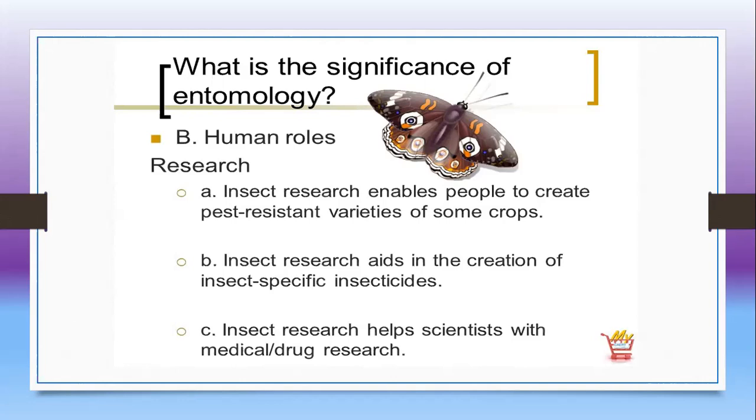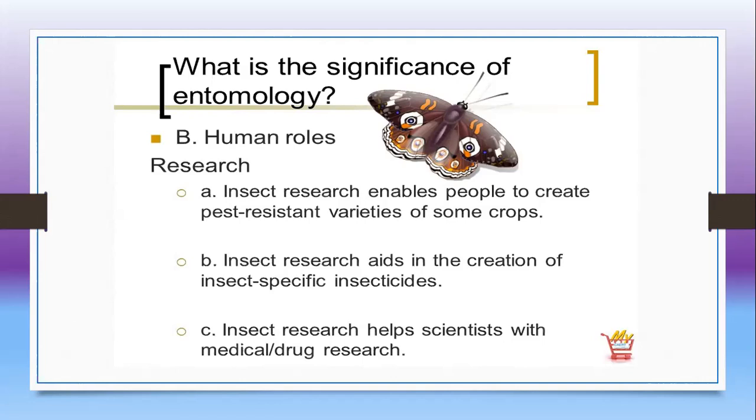And what does insect research enable? The research enables people to create pest resistant varieties of some crops. Because of this intensive research, man is able to create pest resistant varieties of some crops, so that they are resistant to various kinds of insects or various kinds of enemies present in their environment, and so they become pest resistant varieties, which serve as food and improve the economy of human beings. That is why extensive research is being carried out, and that is a very important feature of entomology.